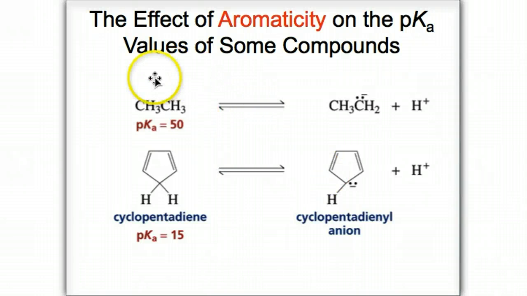So here, this is the acid on the left. The conjugate base is shown on the right, and we have an sp3 carbon here, and we have an aromatic cyclic planar structure in the cyclopentadienyl anion, whereas up here the ethyl anion has all localized electrons, and obviously this one here, because of its aromaticity, is more stable. Let's go to the next slide.